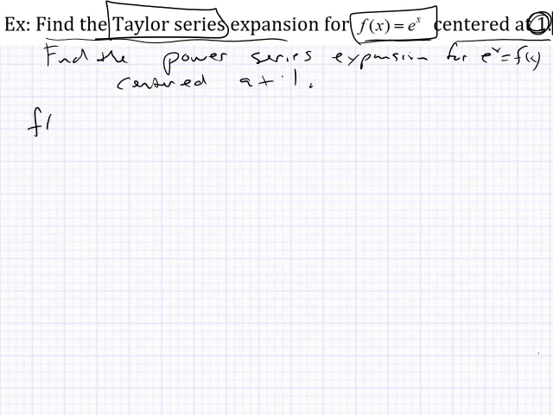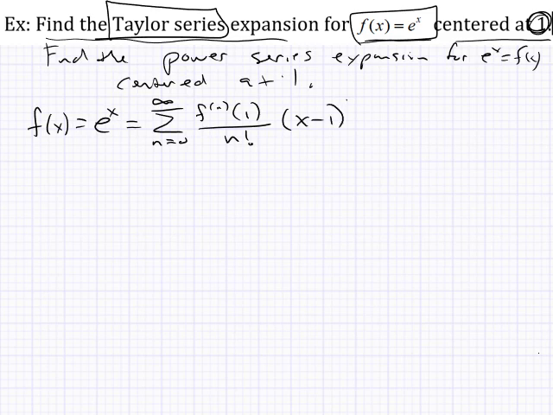So f of x equals e to the x should be equal to the power series, n equals 0 to infinity, of the nth derivative at 1 over n factorial times x minus 1 to the n. Again, because we're centering at 1, and we're plugging 1 into all the derivatives. So that's what the series should look like.